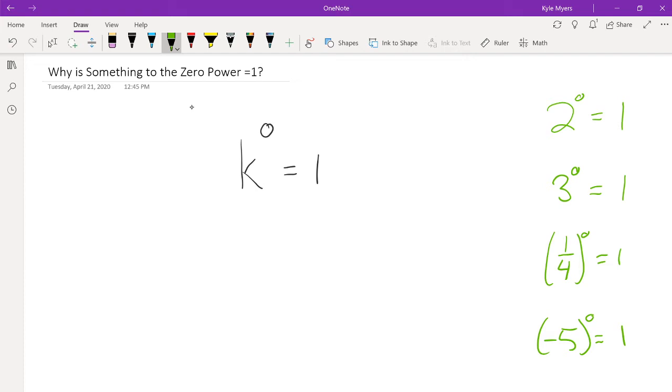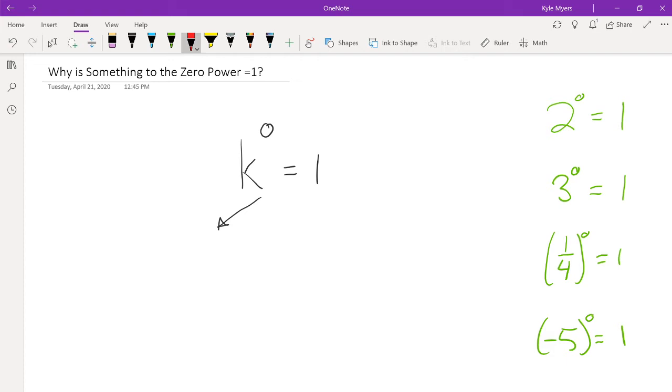So I'm going to show you 2 reasons why, and I think they both make sense. I kind of like the second one better than the first one, so I'm going to end on that note. It was actually shown to me by another math teacher, and the first method I kind of just developed on my own.